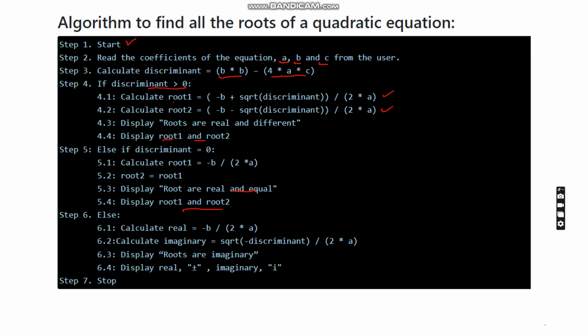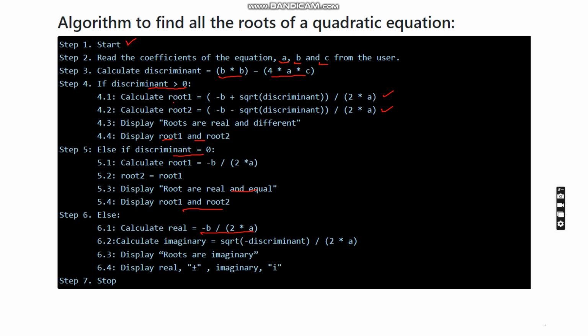And this is the final else here. The final else stands for the last case. If the first case is greater than 0, the second case is equal to 0, and the last case is less than 0. In the less than 0 case, the roots are imaginary. That's why, first of all, calculate the real part and the imaginary part. The real part is minus b by 2a.